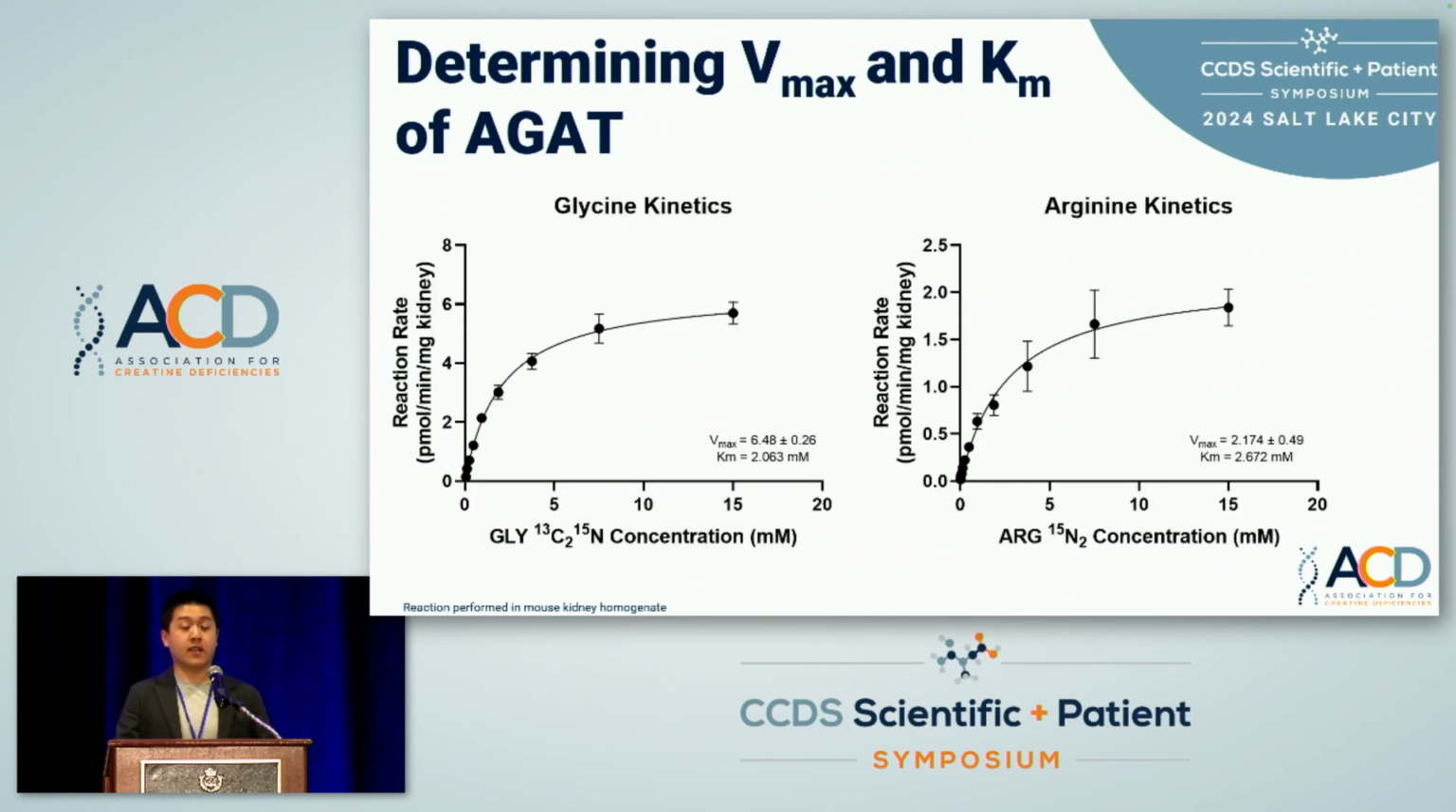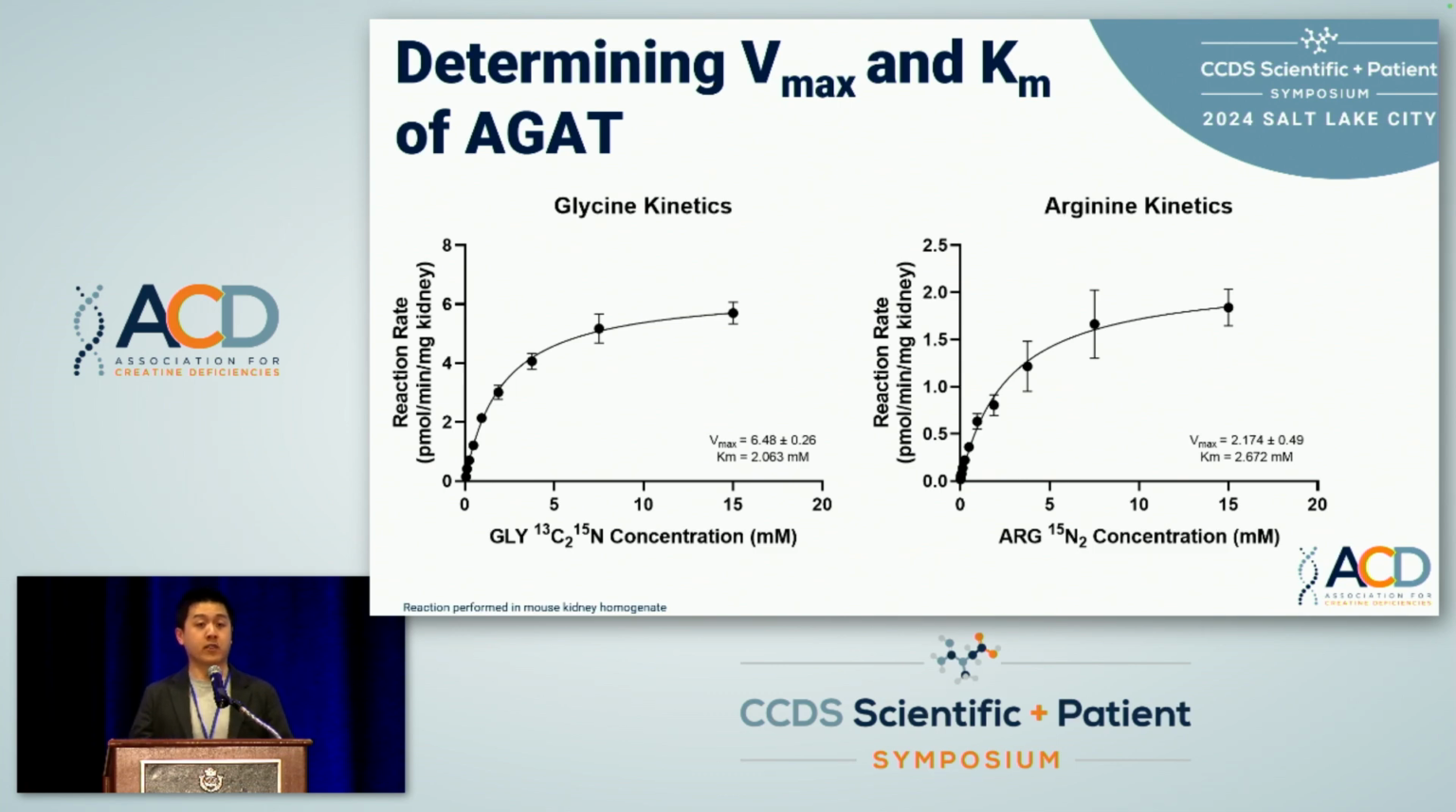So now that we've both validated and optimized conditions, our first goal was to look at the kinetics of the AGAT enzyme in the mouse kidney. To look at enzyme kinetics, we keep the concentration of one substrate constant while we change the concentration of the other. On the panel on the left, we're looking at the kinetics of AGAT for glycine. To do this, we keep the concentration of arginine constant while we vary the concentration of glycine over a range of 0 to 15 millimolar. We can then fit the data to a Michaelis-Menten equation and calculate the Km and Vmax. The Km of AGAT for glycine is around 2 millimolar with a Vmax of 6.48.